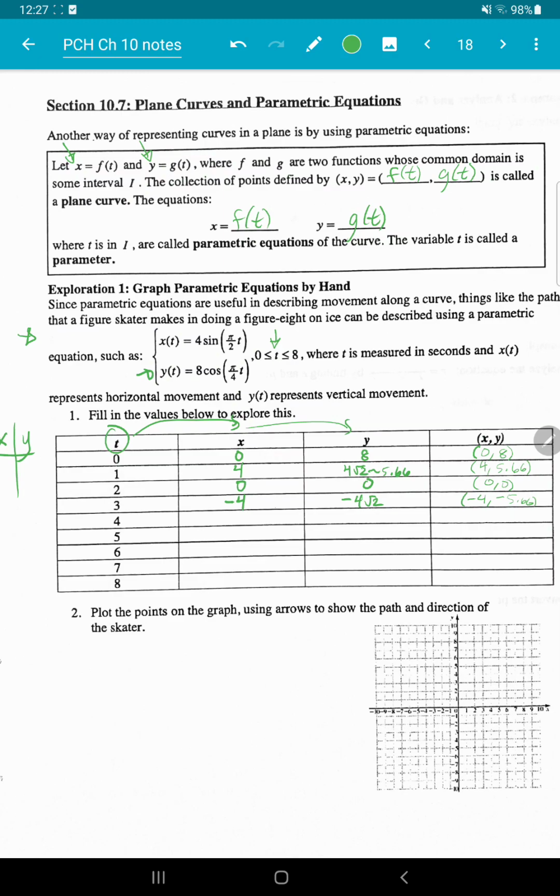When we plug in 4, we get sine of 2 pi, so we get a value of 0. And for the y value, we get negative 8. So (0, negative 8). When we plug in 5, we get 5 pi over 2, which gives us 4. And plugging in 5 for y, we get again negative 4 root 2. So we get (4, negative 5.66). Plug in 6, and you get (0, 0). Okay, go ahead and finish this off on your own as well.